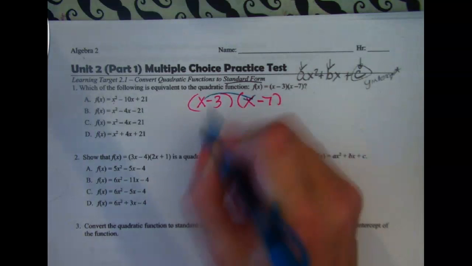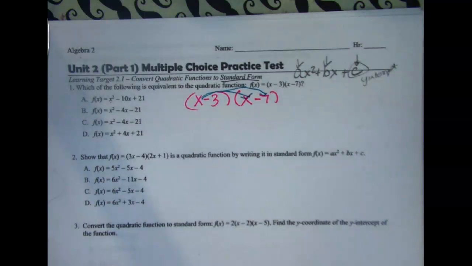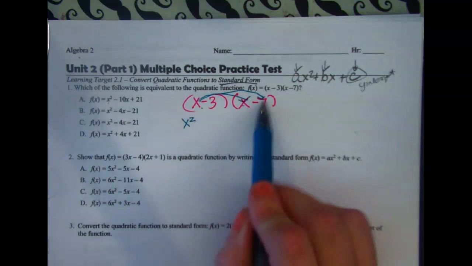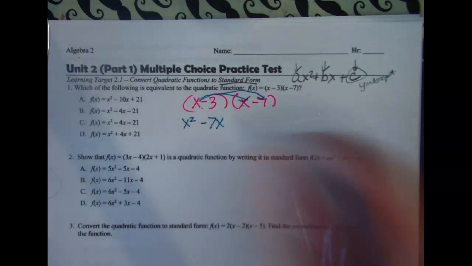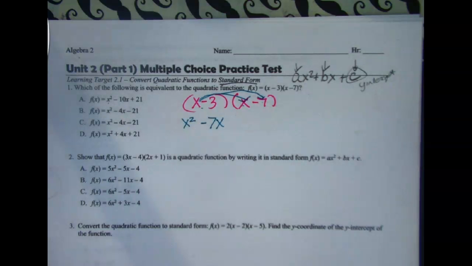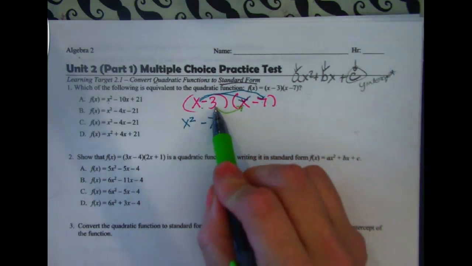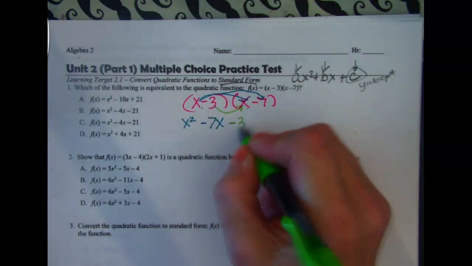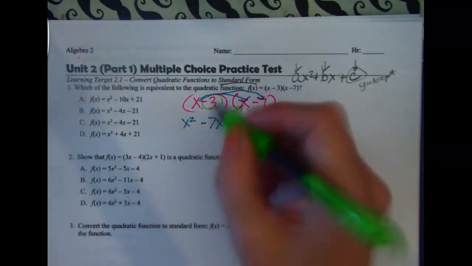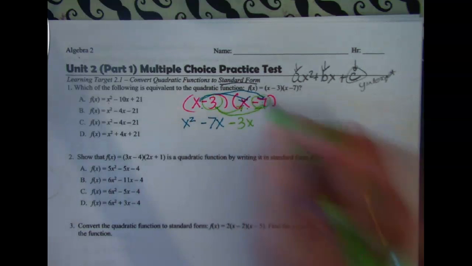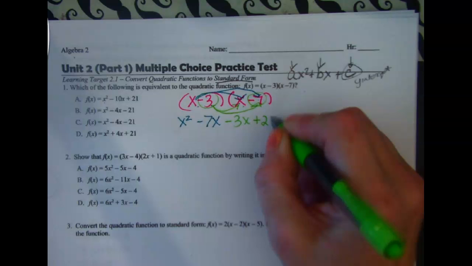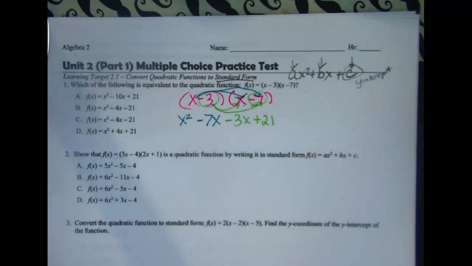So x times x and x times -7. So x times x is x squared. And then I have x times -7, so that's -7x. I like to go to the bottom, and I take this second term, -3 times x. So -3x, because those are included, the signs in front of them. And then I take -3 times -7, which is a +21. Okay, so again, make sure you're using your calculators too. So we then just combine our like terms.